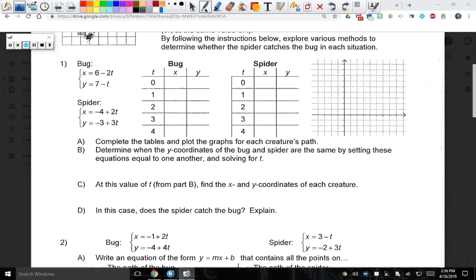Okay, so our first problem that we're going to try is 1D in this case. Does the spider catch the bug? Yes. So the spider can catch the bug. Let me show you as far as conceptual understanding what you're going to do.